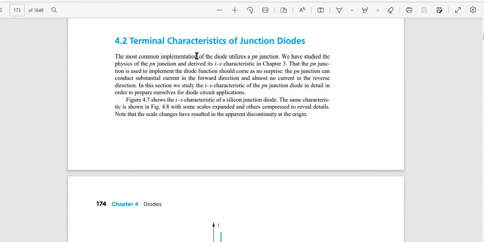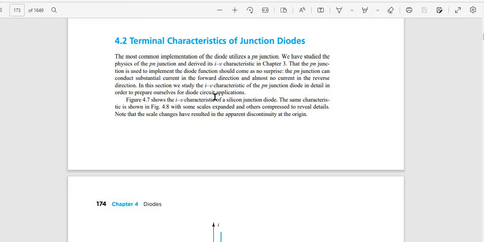4.2 Terminal characteristics of junction diodes. The most common implementation of diodes utilizes a PN junction. We have studied the physics of the PN junction and derived its IV characteristic in chapter 3. That the PN junction is used to implement the diode function should come as no surprise. The PN junction can conduct substantial current in the forward direction and almost no current in the reverse direction. In this section we study the current-voltage characteristic of the PN junction in detail.